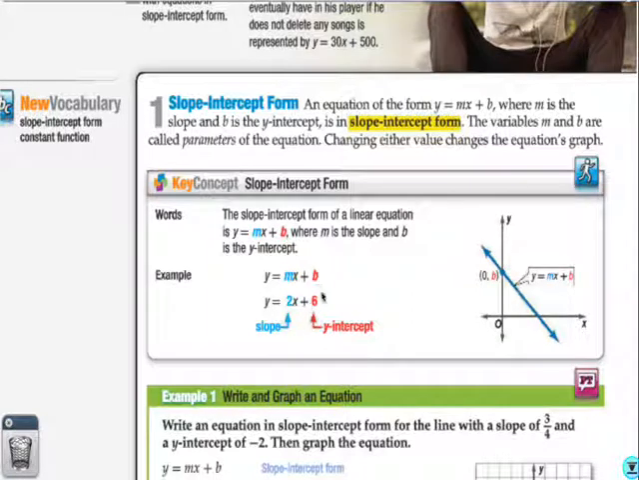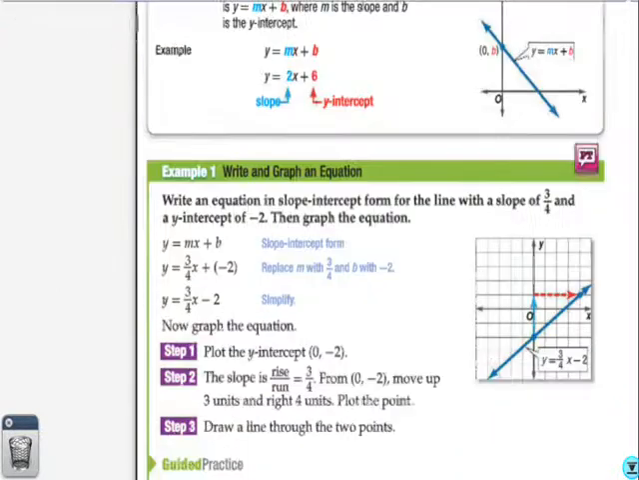So real simple, right here we have 6. That would be the y-intercept. 2 would be the slope. No problem really. If you look at a graph, this is not the graph of that line. This is just another example. B would be this point right here, the y-intercept, and M would determine the steepness of the line.